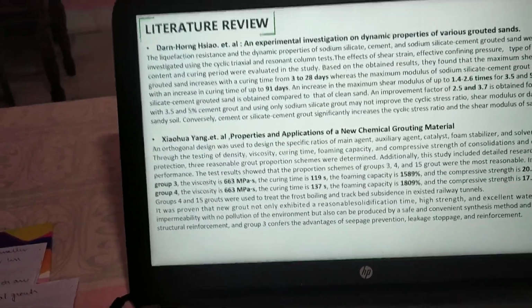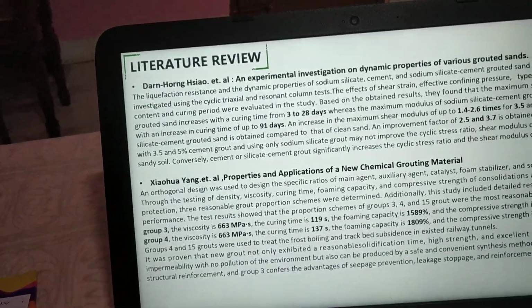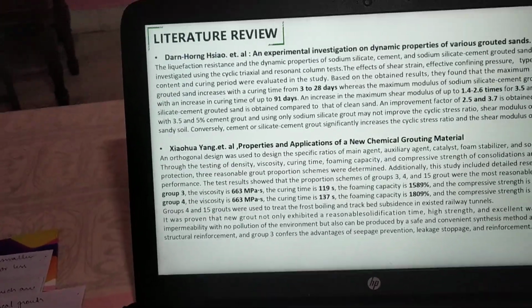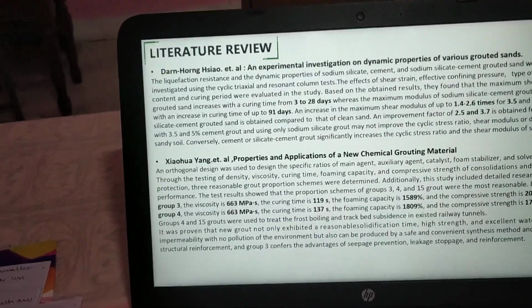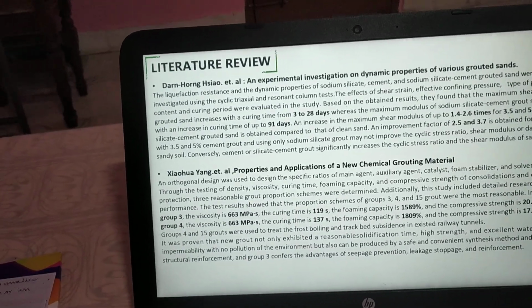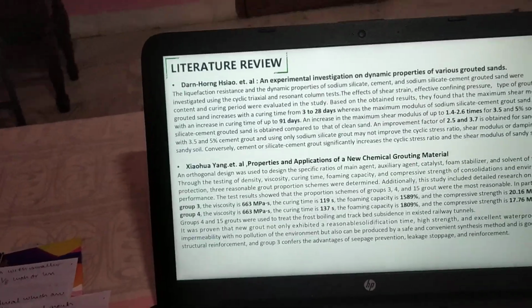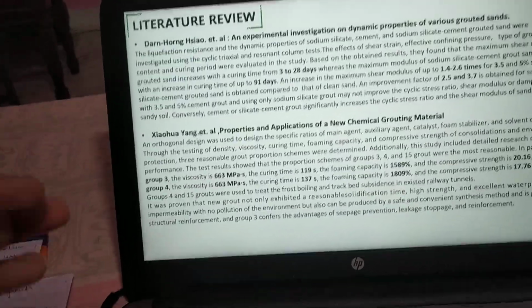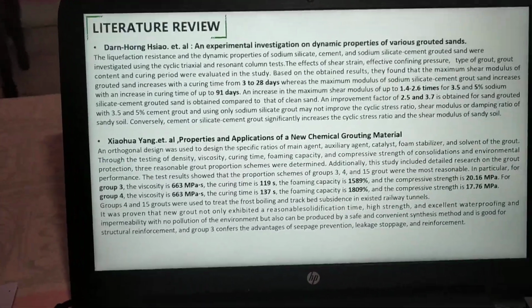The only limitation of this research that I found was it did not consider the temperature ranges that will be there during the curing time as well as initially. At the same time, they didn't even consider the viscosity or the flow behavior of the grout as well as the geocomposite that was formed.